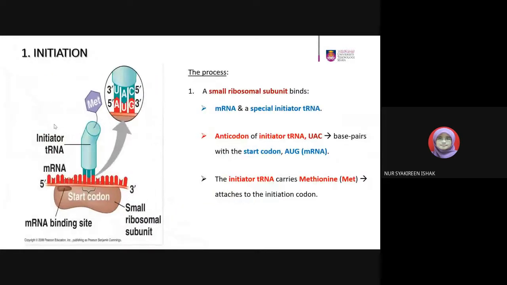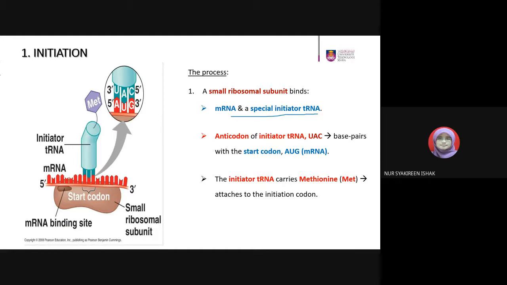Okay, so the detailed process for each of the stages. The first one is the initiation. In initiation, the process starts with the small ribosomal subunit first. The small ribosomal subunit binds to mRNA and a special initiator tRNA. A special initiator tRNA, it is fixed. It must read the codon on the mRNA that reads AUG.